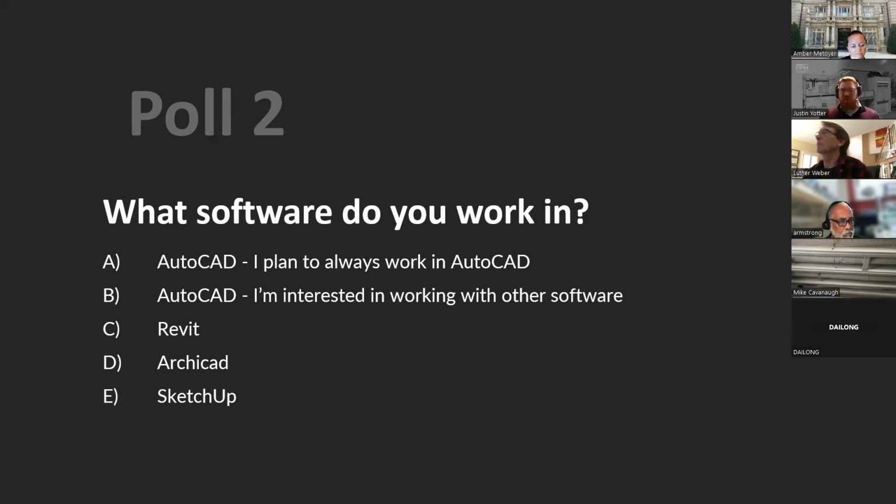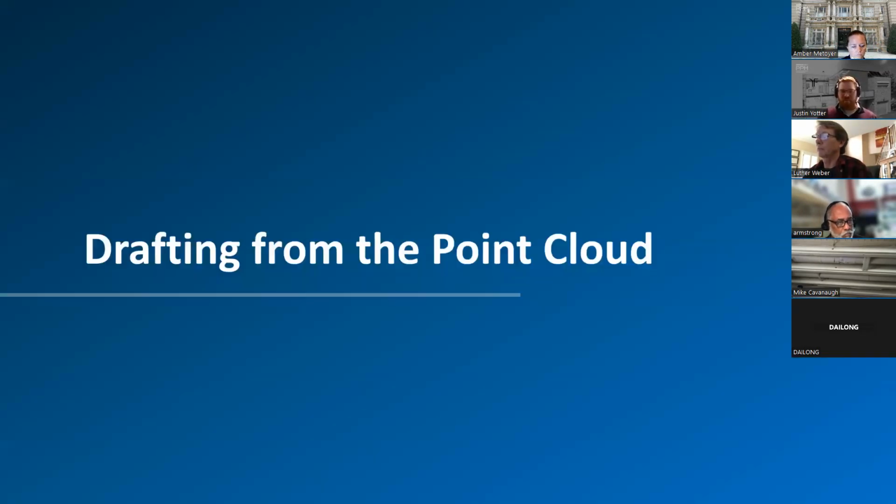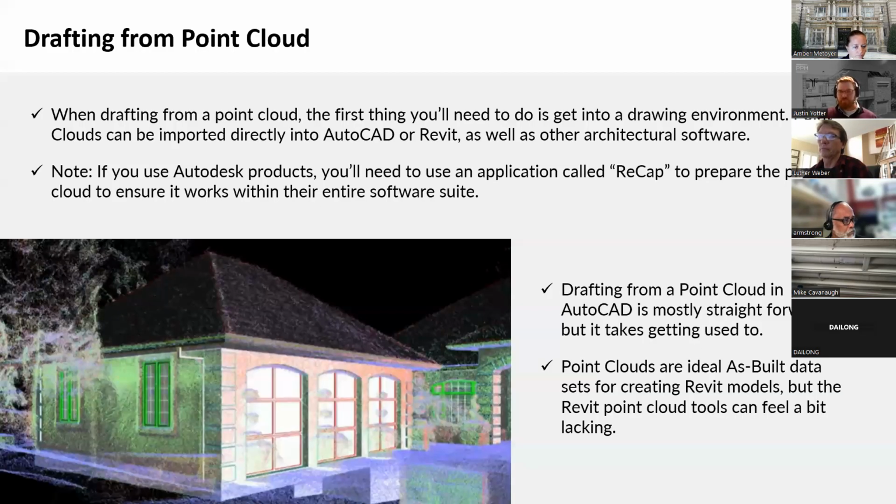All right, now that we understand a little bit more, let's go ahead and dive into the drafting from the point cloud. When drafting from a point cloud, the first thing you'll need to do is get into a drawing environment. This can be imported directly into AutoCAD or Revit, as well as other architectural software. If you use Autodesk products, you'll need to use an application called Recap to prepare the point cloud to ensure it works within their entire software suite.